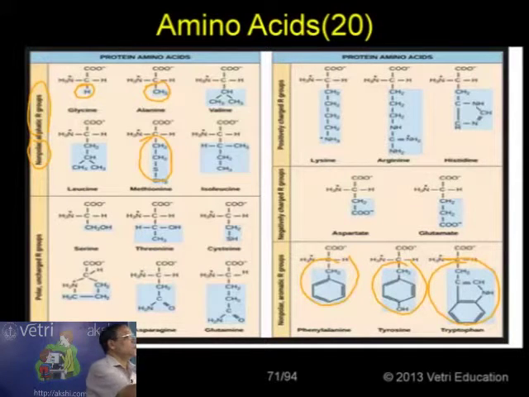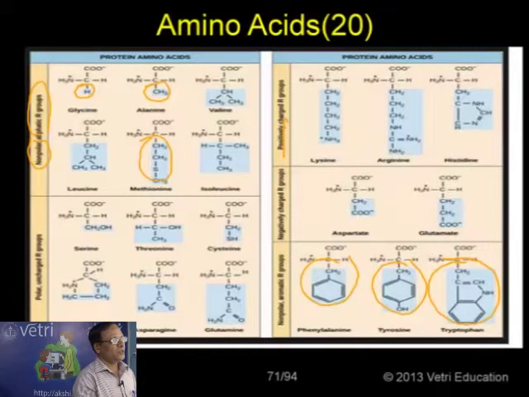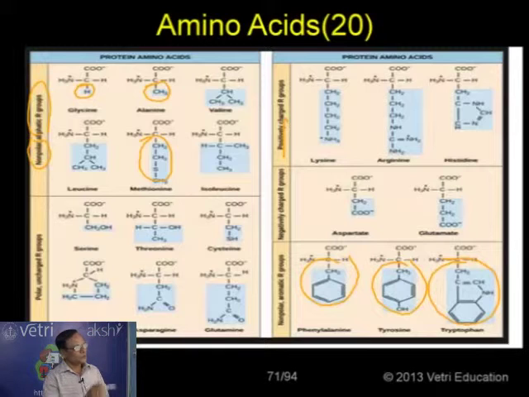Then we have 2 more groups. One is positively charged R group, another one is negatively charged R group. Both are actually polar. So this one is positively charged: lysine, arginine, and histidine. These are all called the basic amino acids. They are positively charged. They have a positively charged R group. These are all examples of basic amino acids.